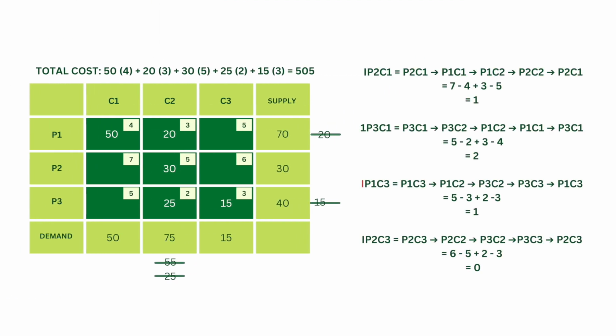Afterwards, we must calculate the improvement index by adding together the unit cost figures found in each square containing a plus sign, then subtracting the unit cost in the square having a minus sign. This process shall be done for all of the unused squares. Improvement index: if all indices are greater than or equal to 0, the optimal solution is reached, but if not, the solution would have to be improved.